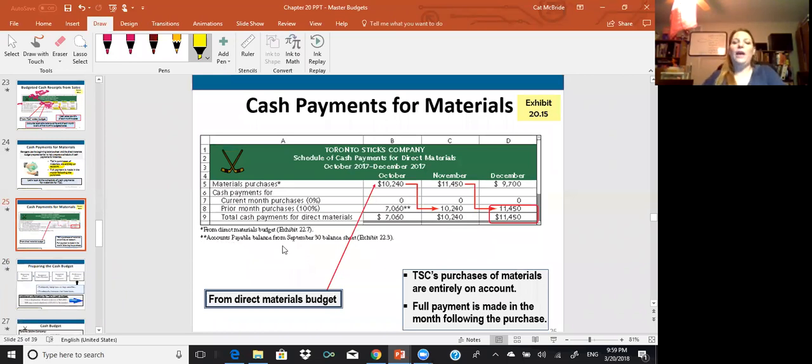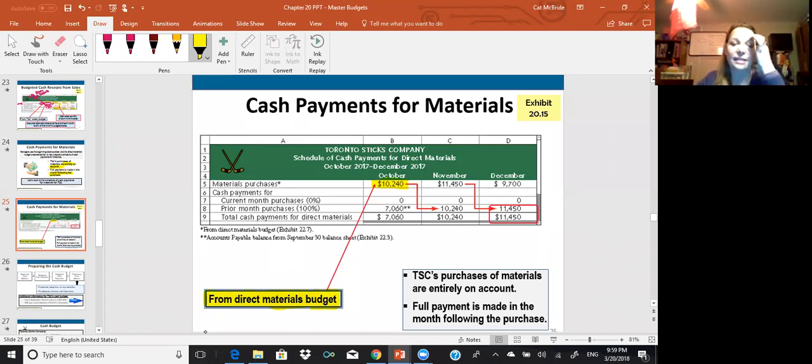Okay, so we have cash payments for materials. We're starting here and saying the materials we purchased are $10,400. These are from our direct materials budget. You have to know which budget to look at. So we're going to go to our direct materials budget to see what materials we're going to buy. We have to purchase $10,240 in materials.